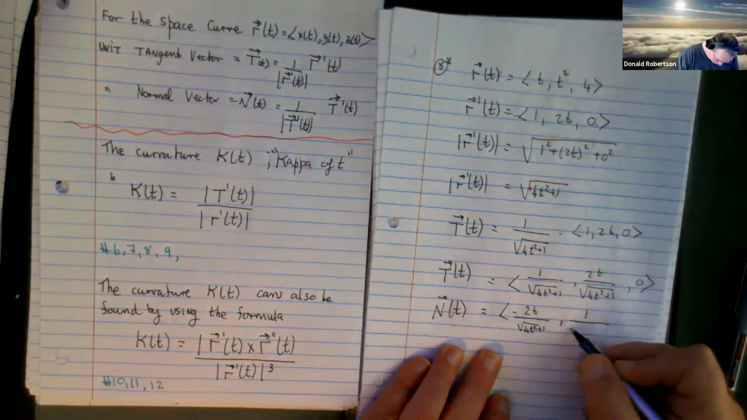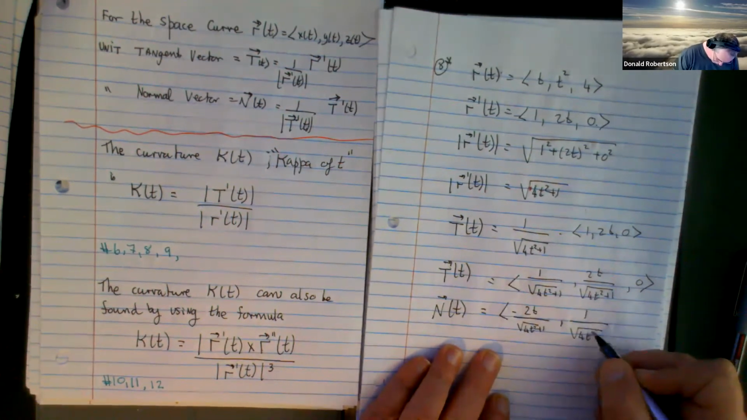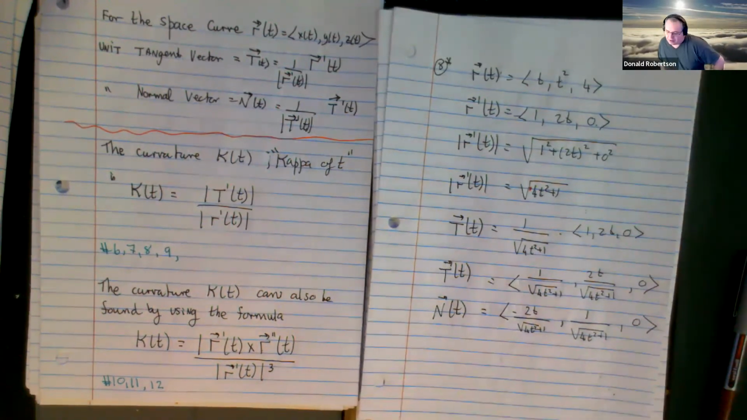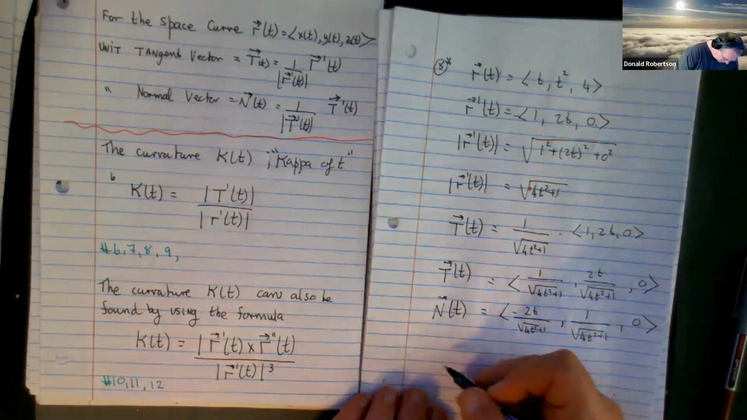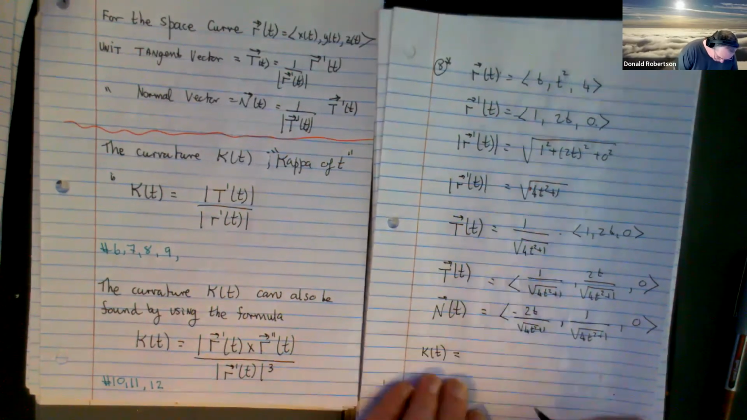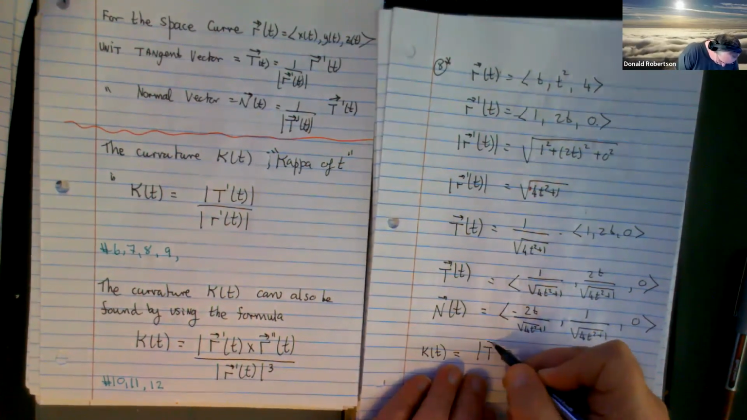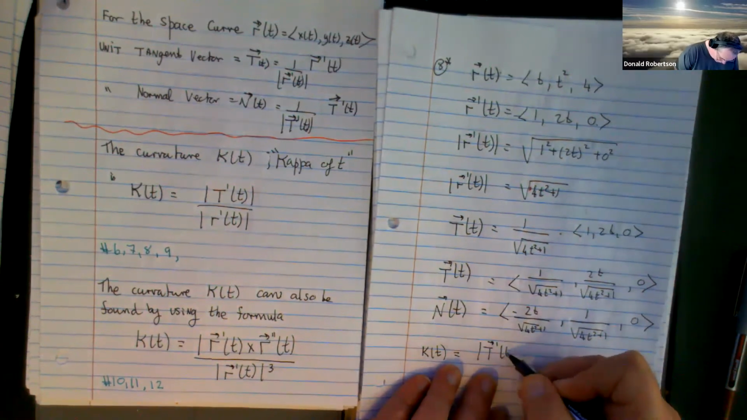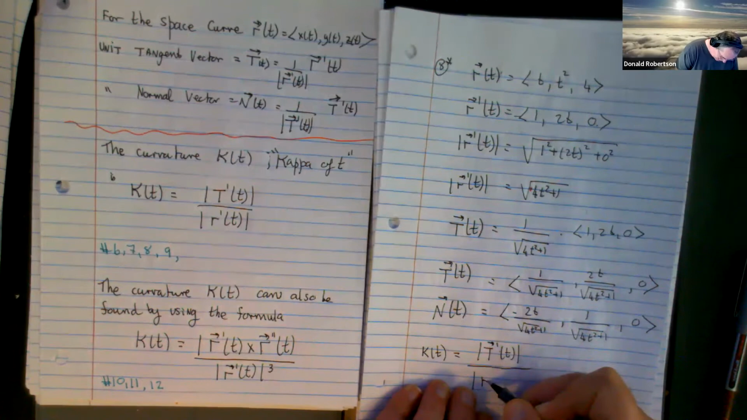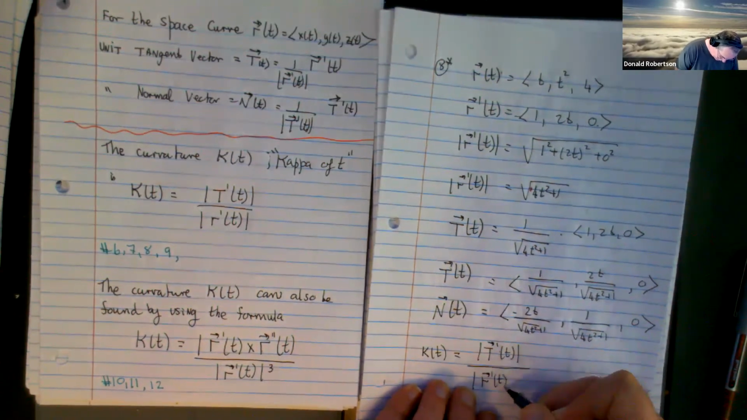1 over the square root of 4t squared plus 1, comma 0. So you might be surprised that it actually isn't as ugly as it might seem. And then you get the curvature. And that is going to be the magnitude of that vector divided by the magnitude of that vector.